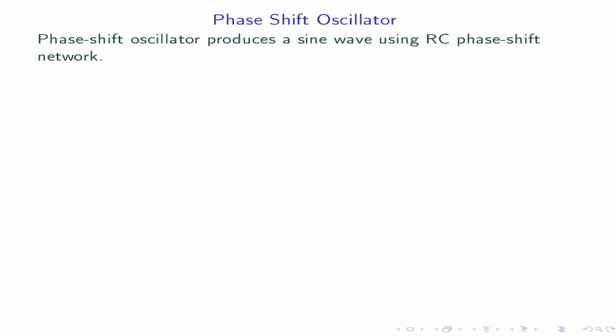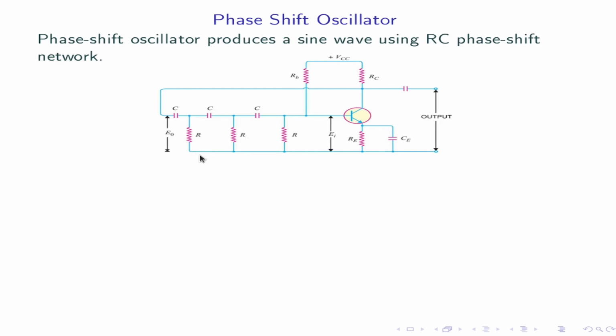In a phase shift oscillator, an RC phase shift network is used to produce oscillations with sufficient phase difference. This phase shift oscillator uses 3 RC networks. Suppose E0 is the input voltage and E0 prime is the voltage developed across the resistor R. The alternating voltage E0 prime across R leads the applied voltage E0 by phi degrees. The phase shift phi depends on R and C.